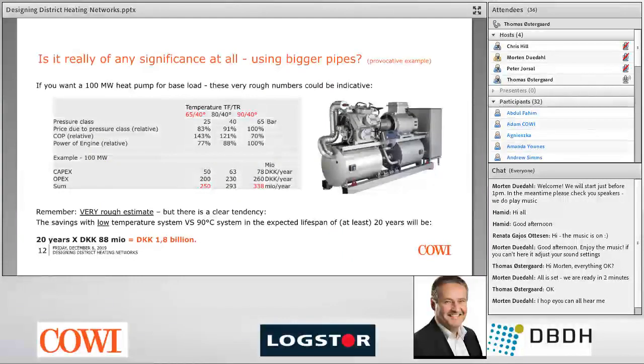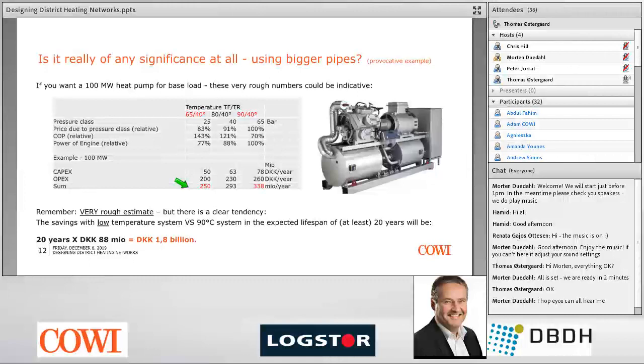I have made one provocative example, and I will run through it very fast. For example, if you have a temperature regime of 90 to 40, you have the expenditures on the right side, and it's 338 million. Thank you for pointing out there, Morten. And if you use a low temperature regime of 65/40 degrees, you would only have 250 million kroner a year. And remember, this is a very rough estimate, but there is this clear tendency.